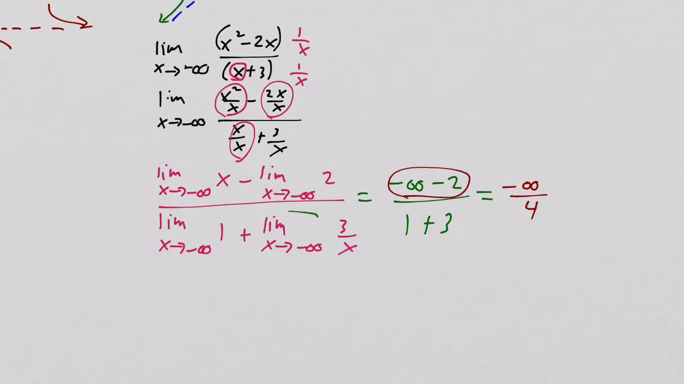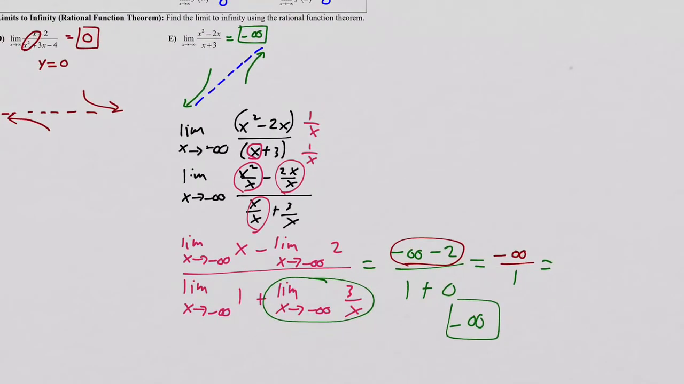By the way, this limit is not 3, this limit is 0. So this should be 0 in here. And we don't get 4 then, we get 1 in the denominator. And negative infinity divided by any constant will get us, in this case, negative infinity. So our answer is negative infinity, and that matches, of course, the one that we had originally in letter E.